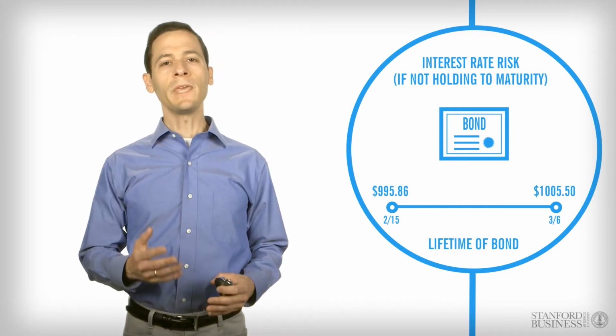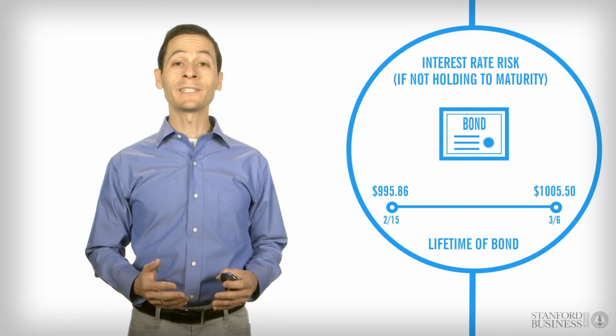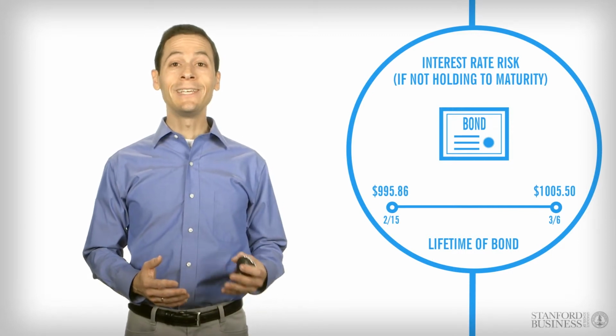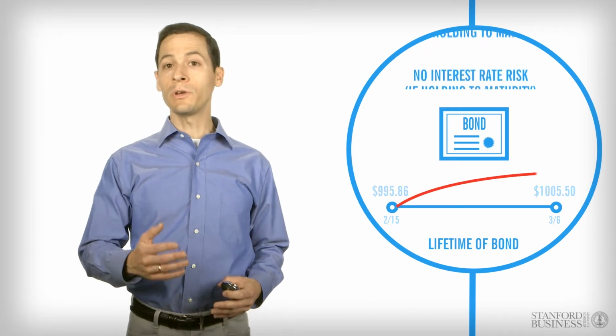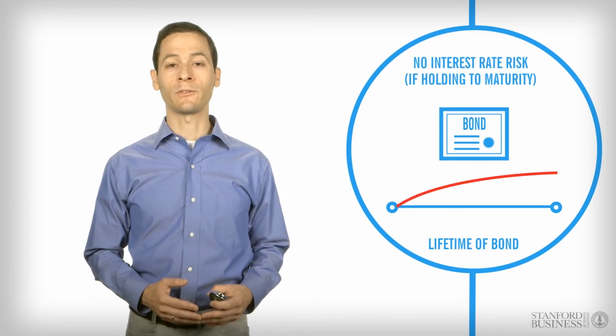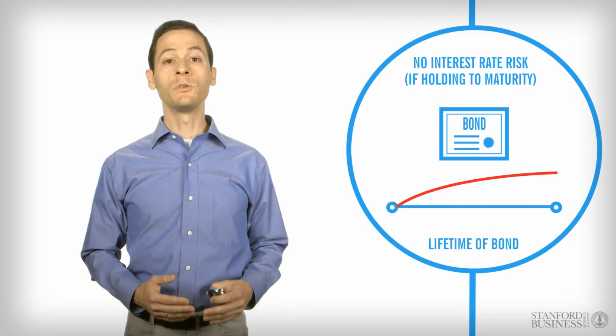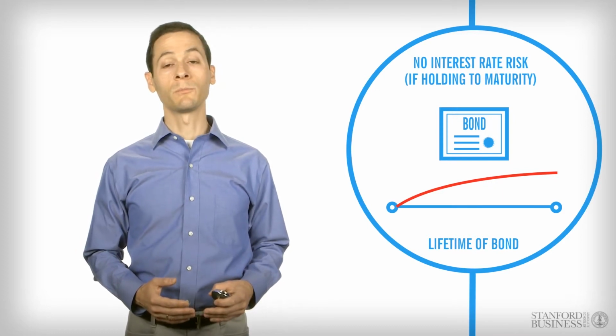We call this risk interest rate risk because it reflects the possibility that the market might decide to discount the bond's cash flows at a different rate. If you hold it to maturity, though, interest rate risk is not a factor. You know exactly what you're going to get, assuming the bond does not default, which is our assumption about U.S. Treasuries.